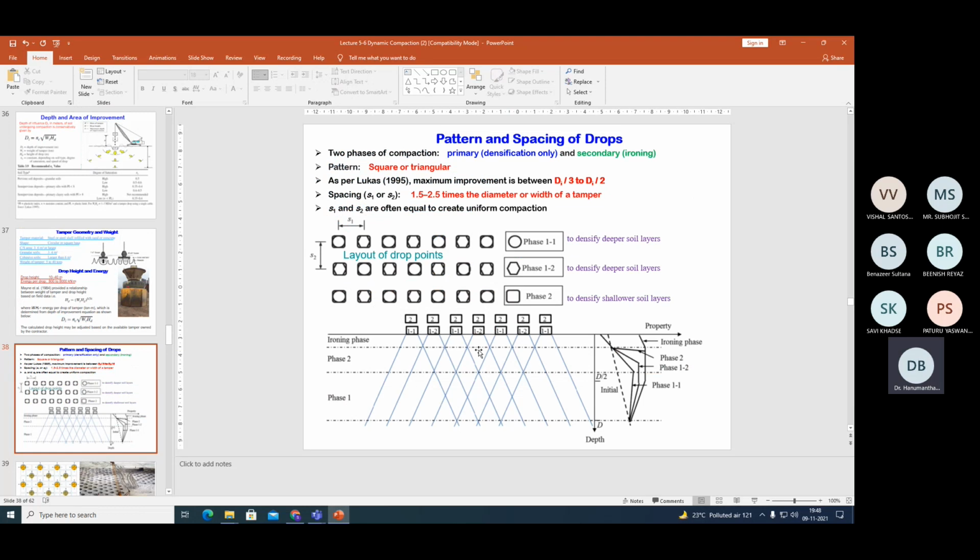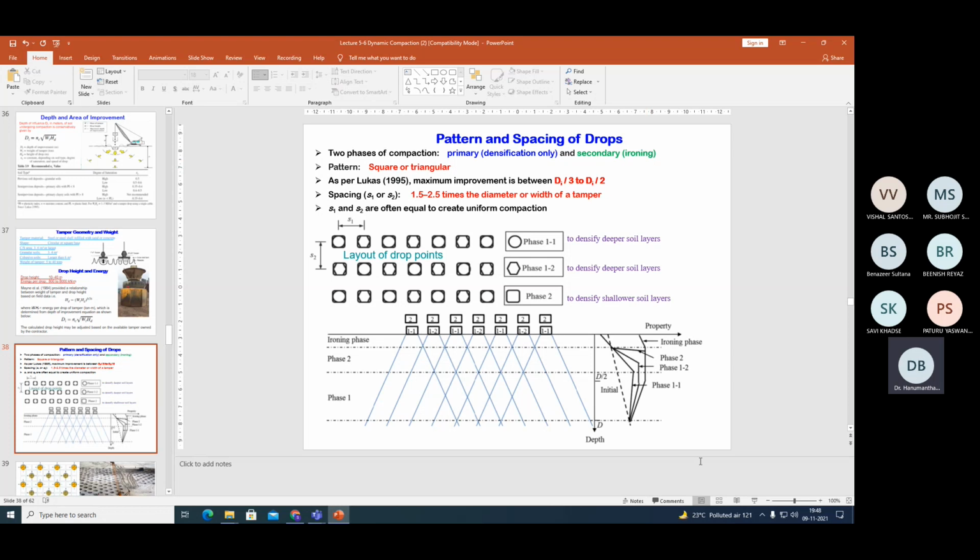Then another important parameter is what kind of pattern and spacing. Because if the spacing is too large, then the soil in between might not get densified. If the spacing is too low, then the cost is astronomically high. So therefore it should be very optimum. There are two phases of compaction. Phase 1 is meant for densifying the deeper soils, while phase 2 is meant for densifying the shallower soils. There is another word called ironing. Ironing means flattening the soil.